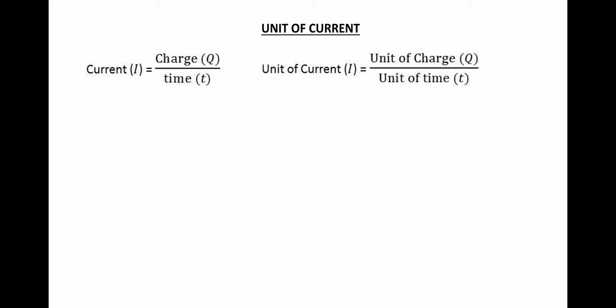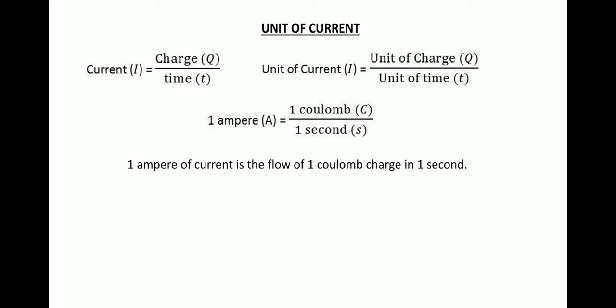Unit of current. As we know now that current is equal to charge by time, the unit of current will be equal to unit of charge by unit of time. So the unit of current is ampere. 1 ampere is equal to 1 coulomb by 1 second. From here we come to the definition of 1 ampere: 1 ampere of current is the flow of 1 coulomb of charge in 1 second.